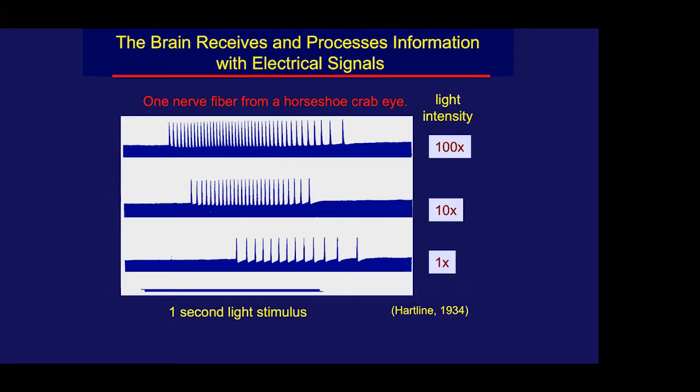So this is just an early example of what goes on every time we think about anything in the brain. The nerve cells generate electrical signals, they communicate with each other, and the pattern and intensity of the electrical signals communicates the information from nerve cell to nerve cell.